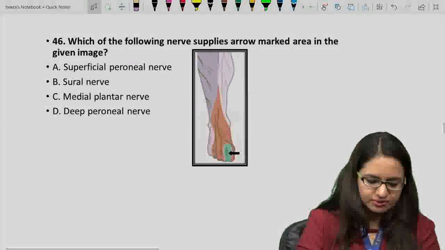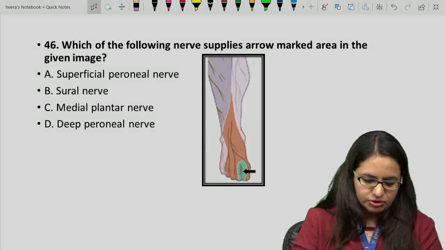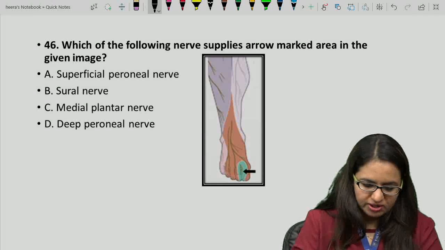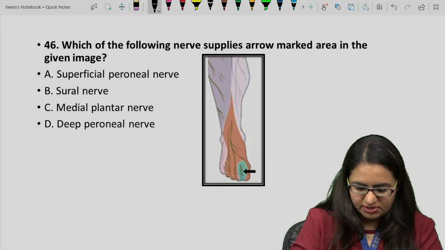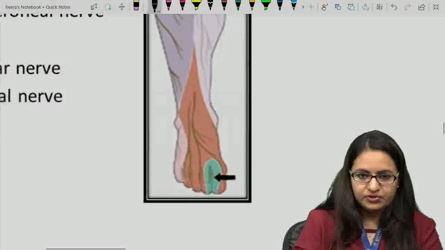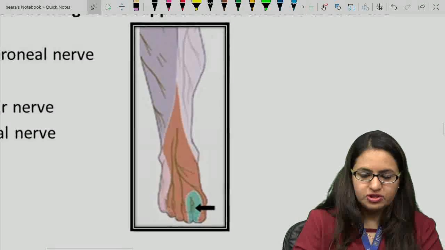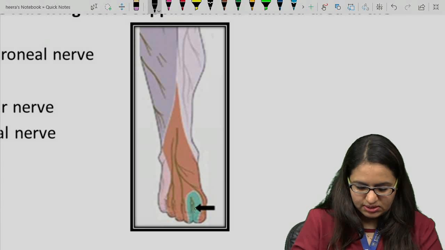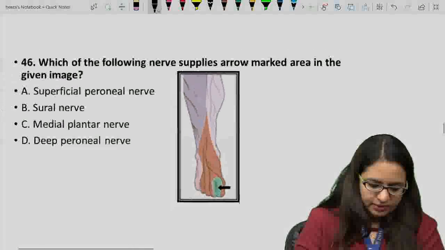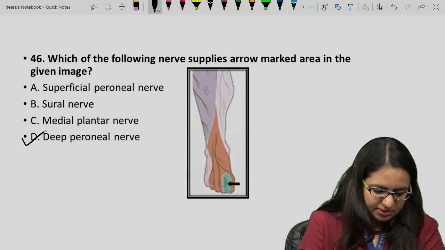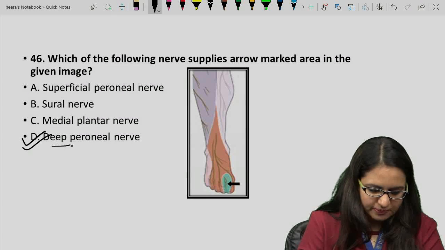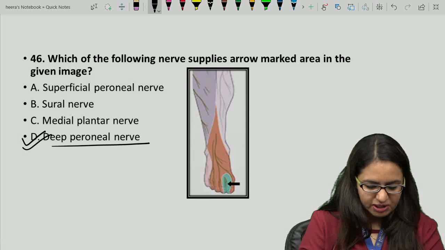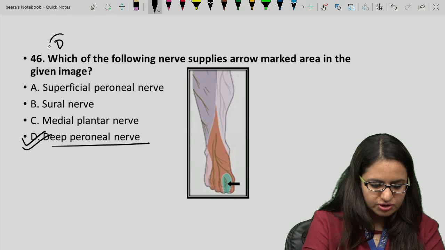Now the next question, it is an image based question. It says that the arrow marked area is supplied by which nerve? This is the arrow marked area. If we see, this is a picture of the foot, and the arrow is marked over the first web space in the foot. Now this first web space of the foot is characteristically supplied by the deep peroneal nerve, and the answer for this question is D.